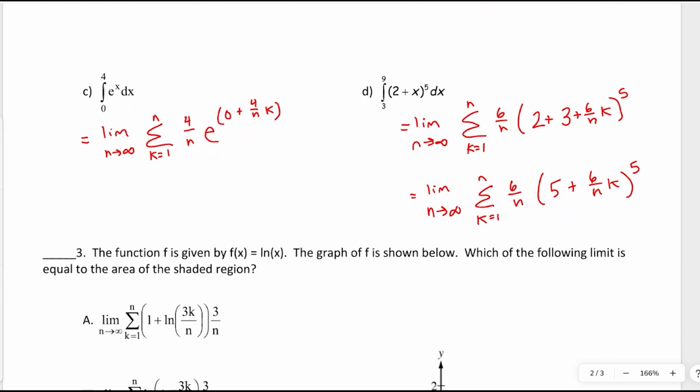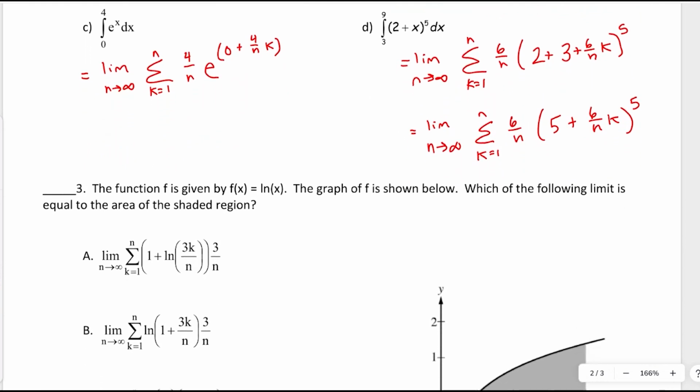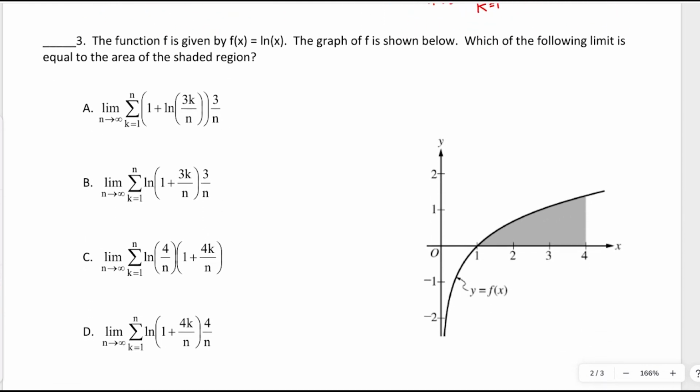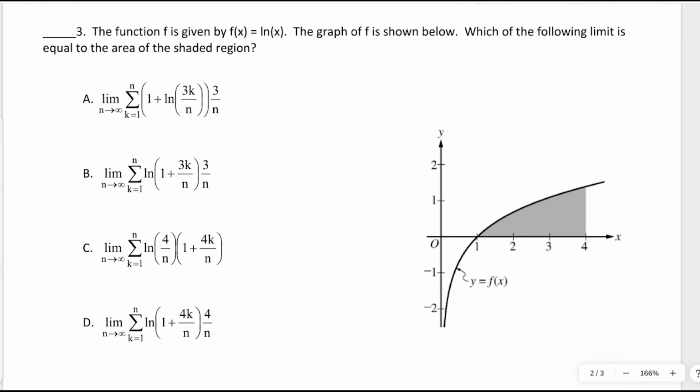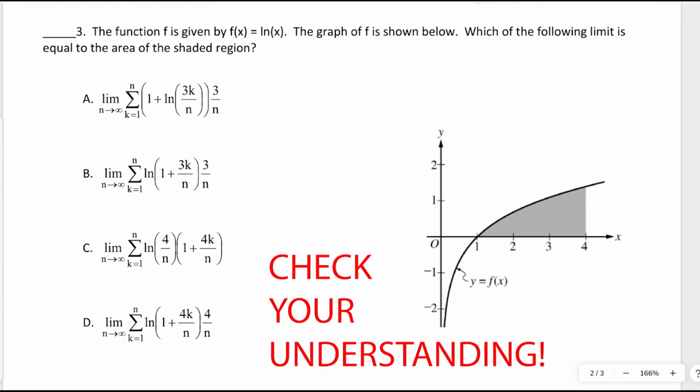All right, so number 3. Functions given. Okay, just nice old log x, natural log. The graph of f is shown. Which of the following is equal to the area of the shaded region? Okay, I'm going to give you a minute or two to see if you can answer this on your own. And then I'll tell you what the answer is.